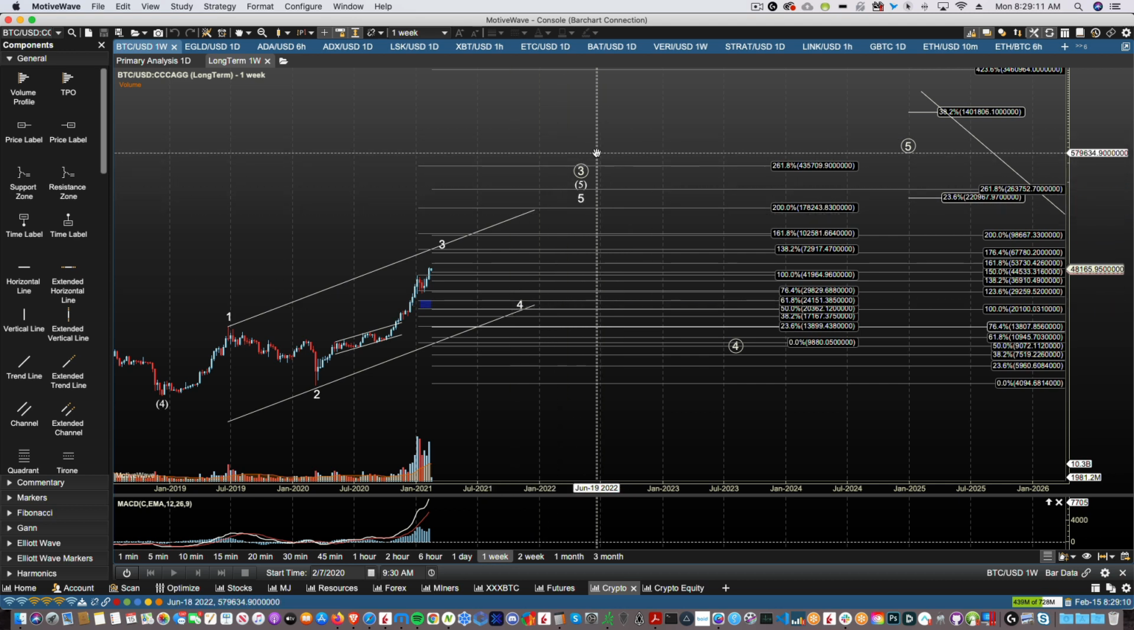this rally here, which ideally gets to 150, let's see if it gets that far, then we'll have a bear market. Excuse my dog. We'll have a bear market in this primary wave 4, and then primary wave 5 should reach 500,000.